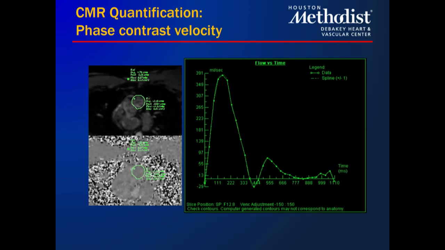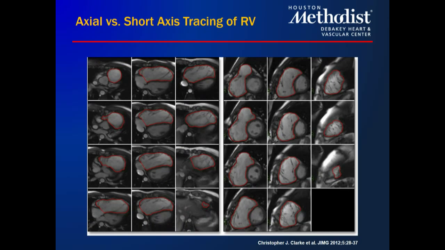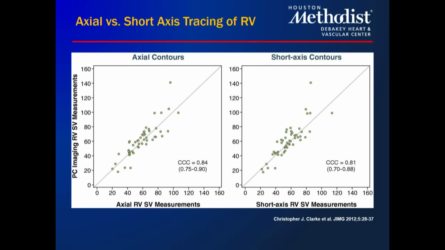And we also have the added advantage of doing phase contrast imaging as well, getting a flow volume assessment to corroborate our measurements within the RV, assuming no significant valvular regurgitation. Does it matter whether or not we do axial versus short axis? Turns out not really. You can actually do both, although we prefer to do short axis stacks at our center here, because most people are familiar with that.